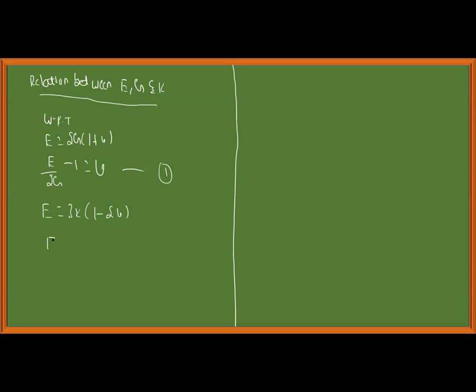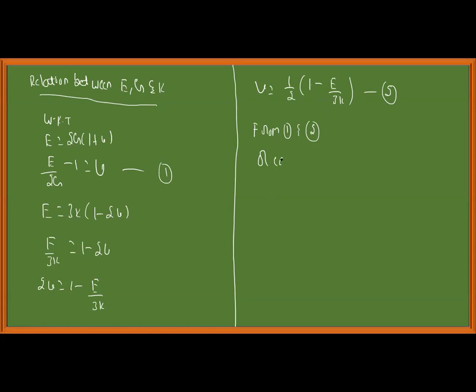Okay. Or E by 3K is equal to 1 minus 2 nu, or 2 nu is equal to 1 minus E by 3K, or nu is equal to half into 1 minus E by 3K. Equating nu from equations 1 and 2, we get E by 2G minus 1 is equal to half into 1 minus E by 3K.